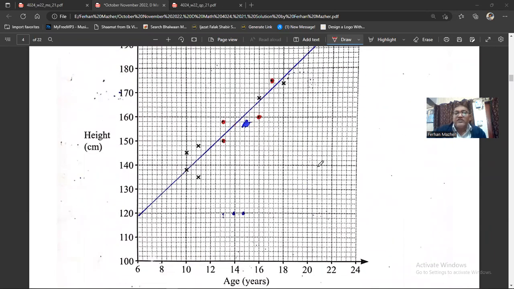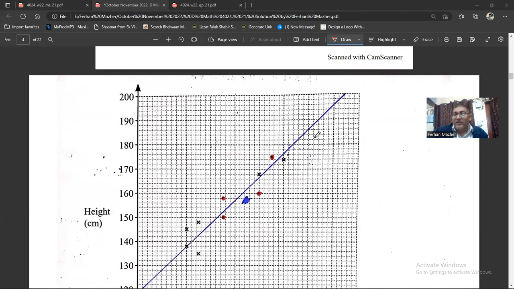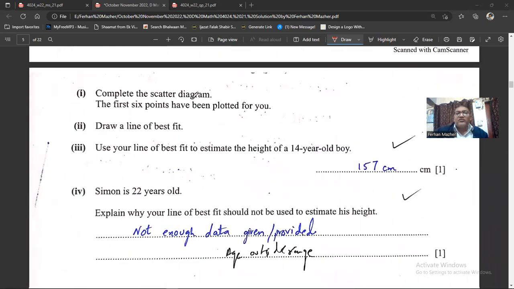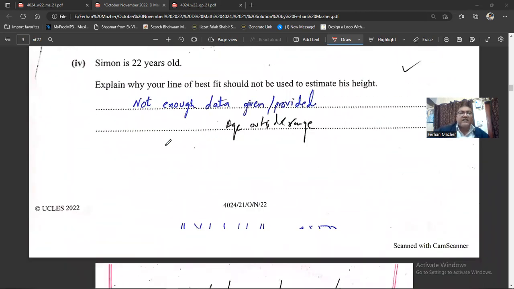So on 22 years age, we don't have any actual number. On 23 years, we don't have an actual number from the data. So you cannot use this because there is no actual data there. Not enough data given, provided age outside the range.